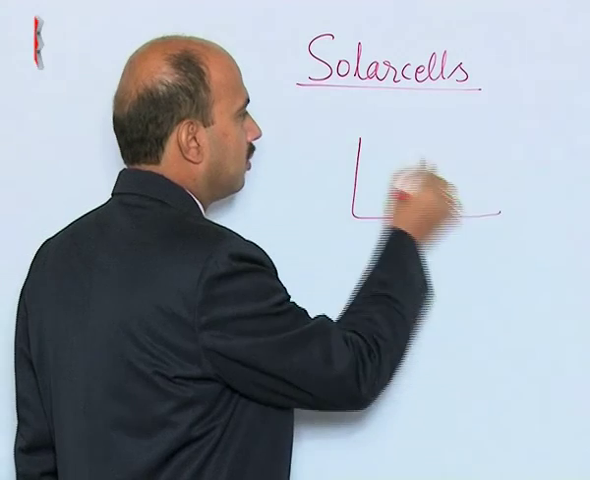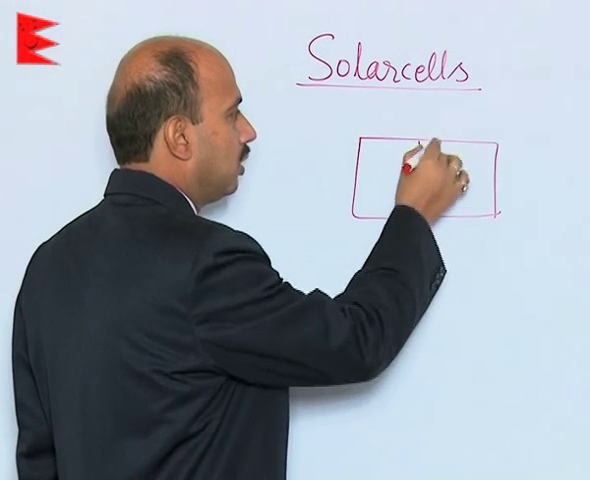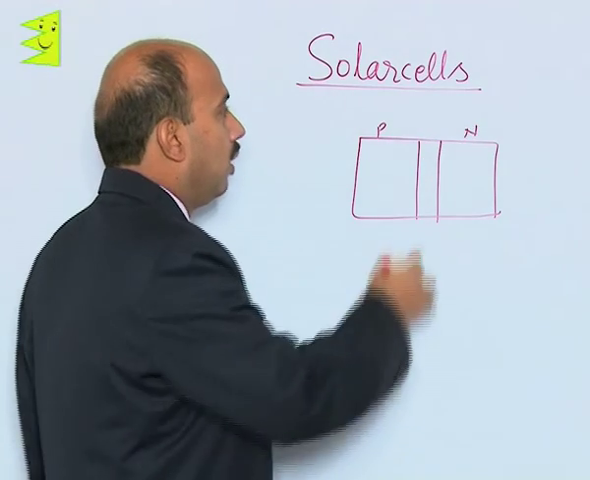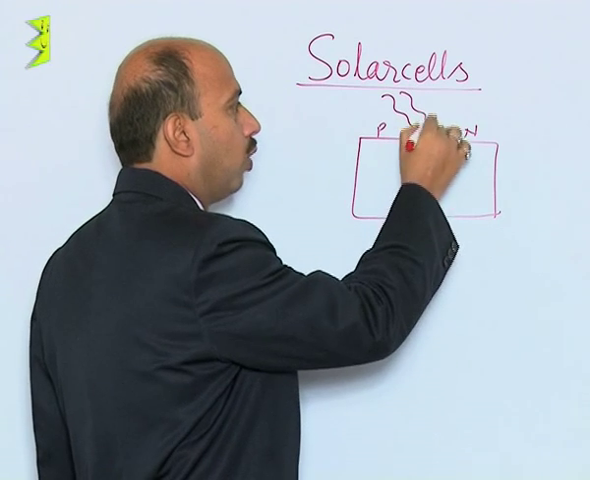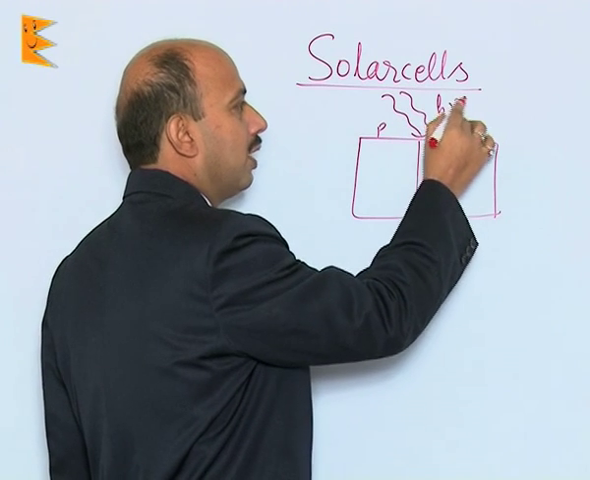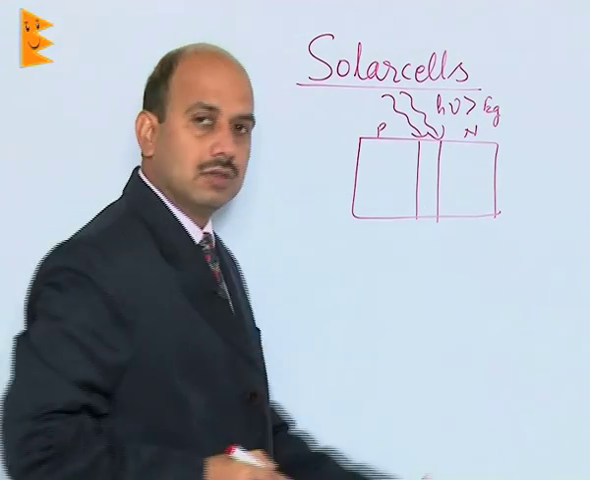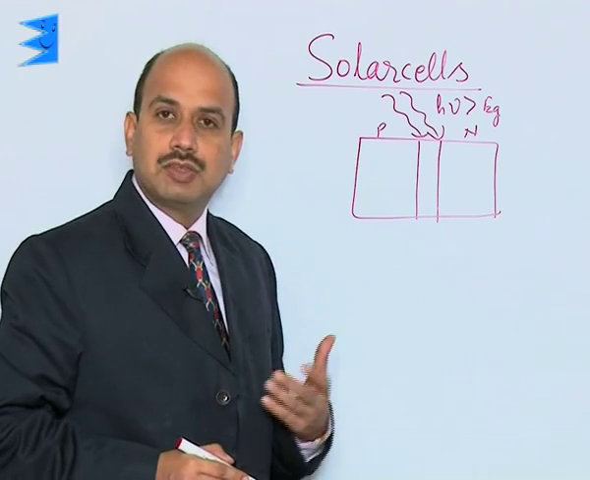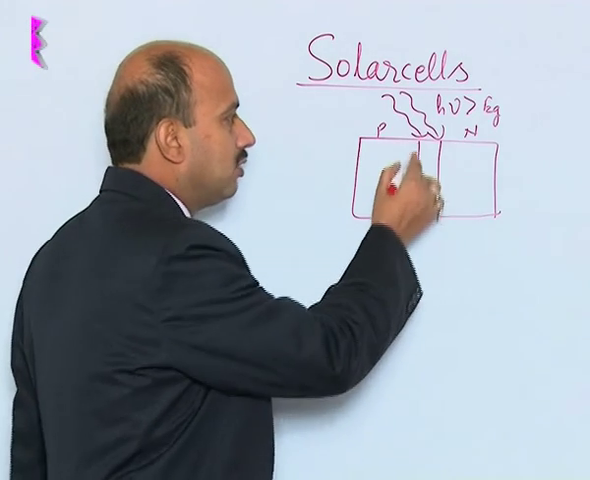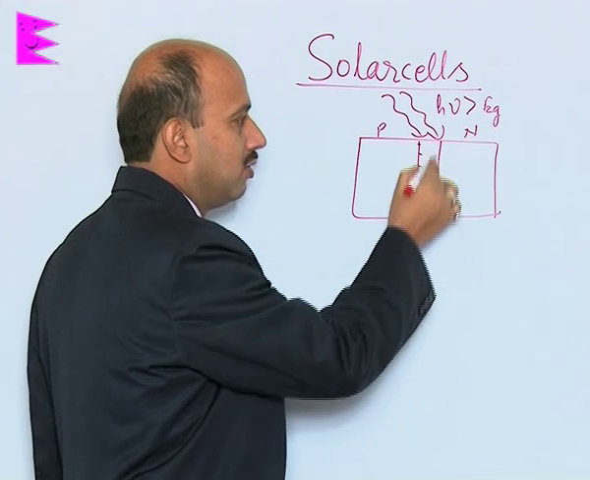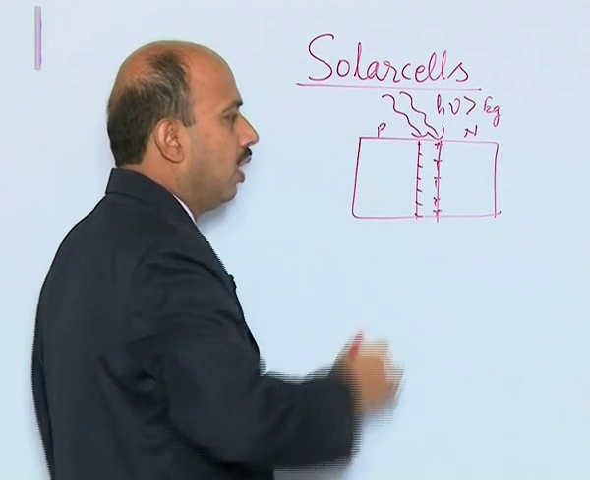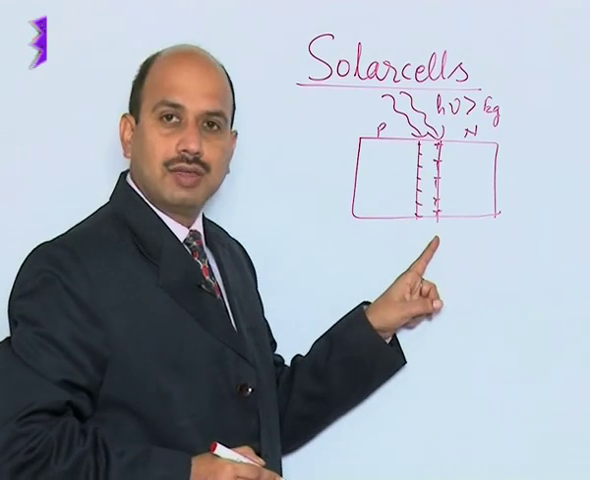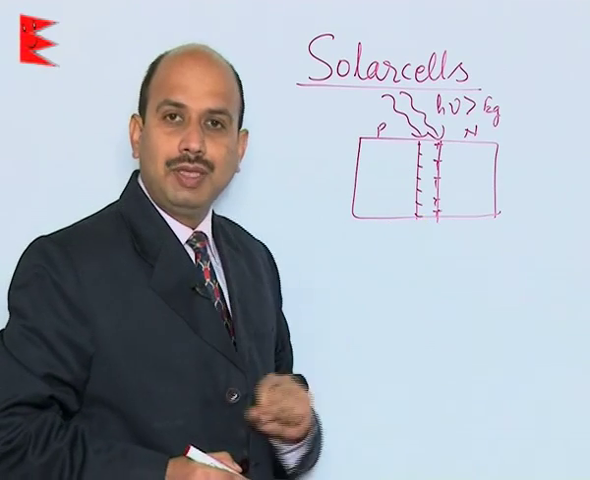Suppose you have taken a PN junction diode like this. This is your junction area, this is the P side, this is the N side. Now, when photons with energy h nu greater than the energy gap of the semiconductor fall on this junction, electron and hole pairs are generated. You know, at the junction this is the negative side and this is the positive side. So, all the electron and hole pairs are generated, and the electrons are collected on the N side and holes are collected on the P side.